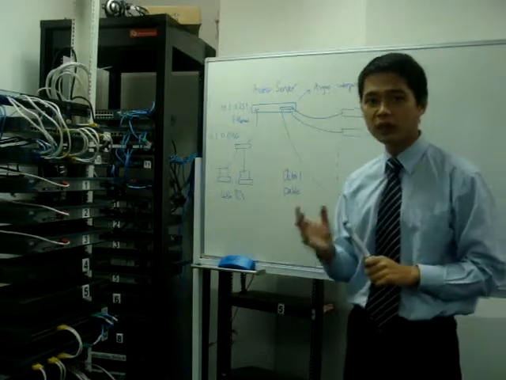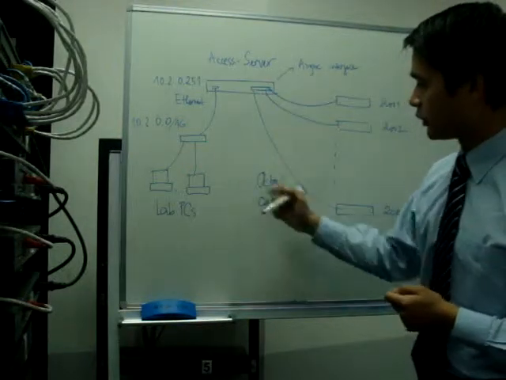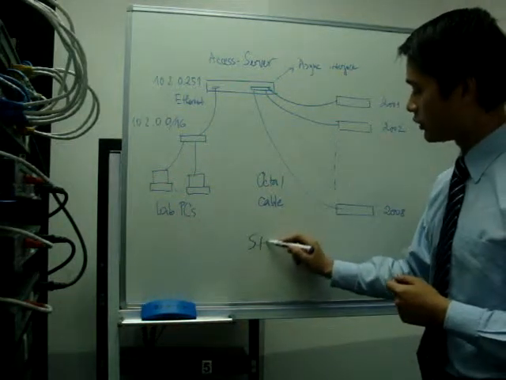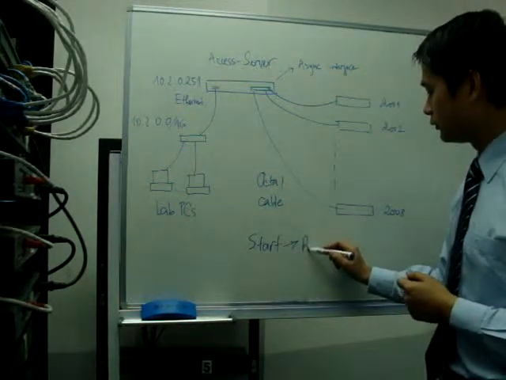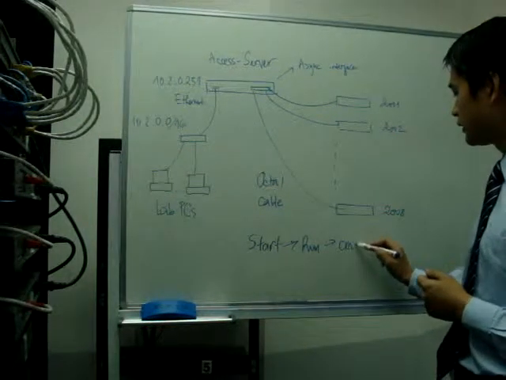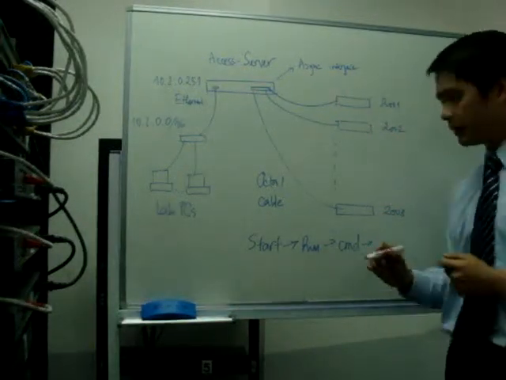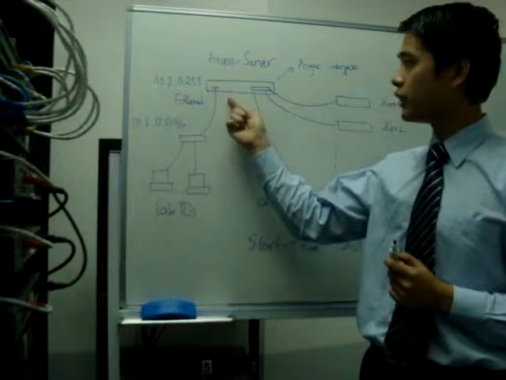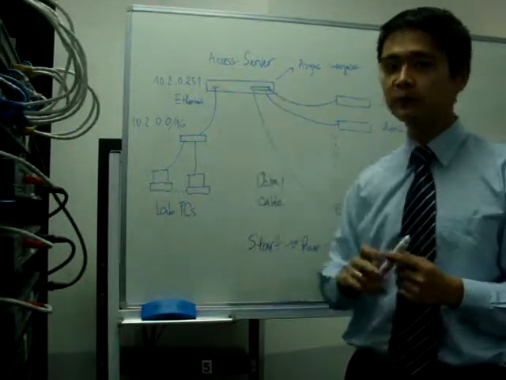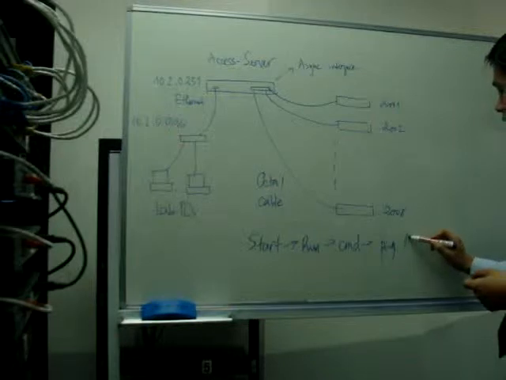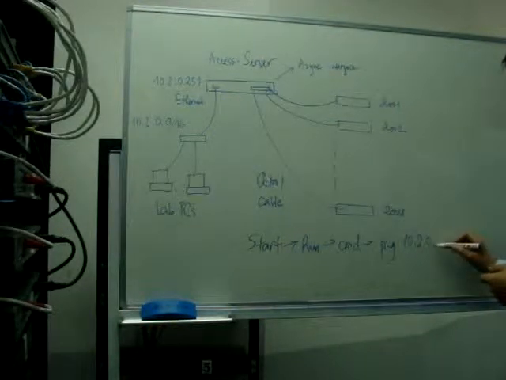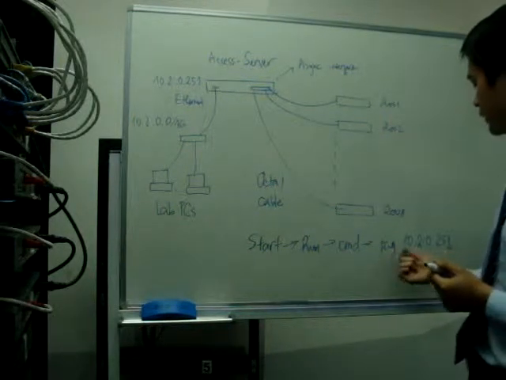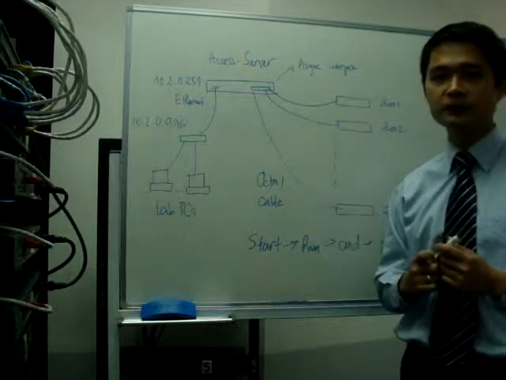And I will show you the command to do it. First, you go to this PC. I suppose you use Windows. Then you go to Start, then Run, then CMD. And firstly, you have to ping to test the connectivity from your PC to the Ethernet interface of the access server. Here I will ping the address 10.2.0.251, and make sure you can ping successfully to this access server.